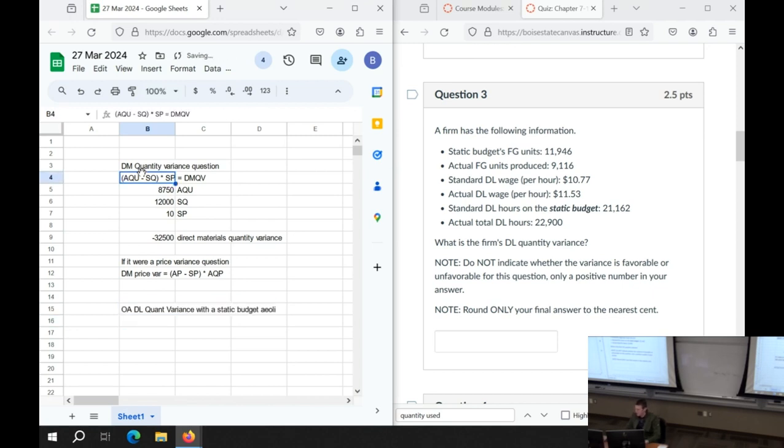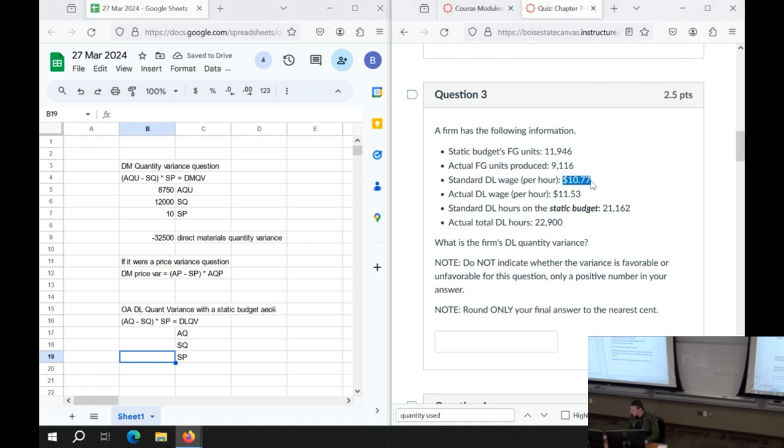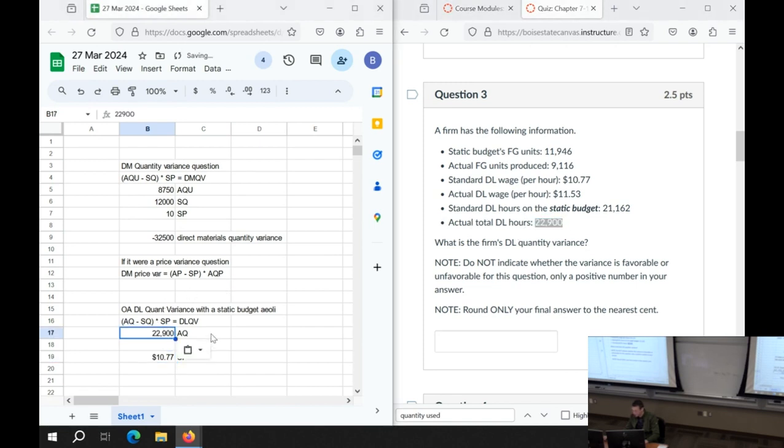And our quantity variance is going to be the same as up here, just that we can get rid of the U because we know it's AQ with direct labor. But it's the same equation ultimately, AQ minus SQ, and that difference multiplied by SP. We have AQ, SQ, and SP. Looks like our standard price is the wage per hour here of $10.77. Great. Our actual quantity of direct labor hours is 22,900. And standard quantity is where we're going to have to do some calculations.